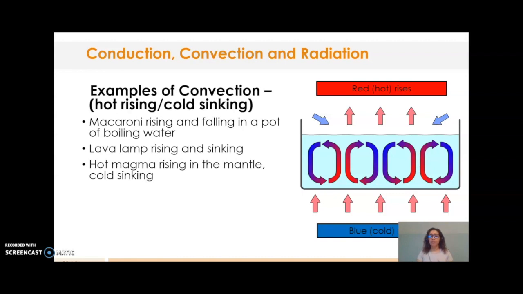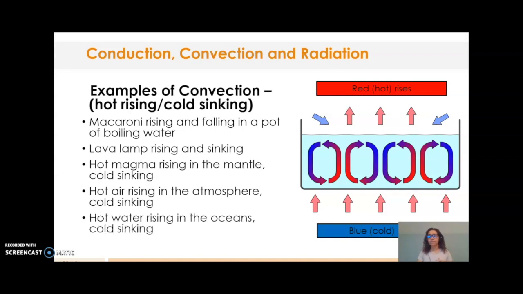Hot magma rising in the mantle and cold sinking. So if you guys ever have seen inside the earth diagrams, convection takes place within the Earth's mantle. Also, hot air rising in the atmosphere and cold air sinking. This motion is also what keeps hot air balloons afloat. And also hot water rising in the oceans and cold sinking.